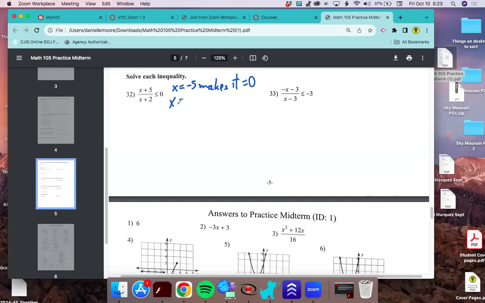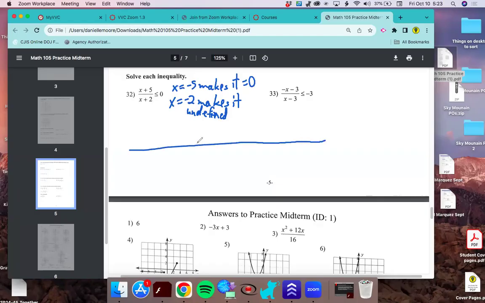But x equals -2 makes it undefined. So keep that in mind. Use -2 plus 2 and make 0 on the bottom. And so those are things that are worth noting.